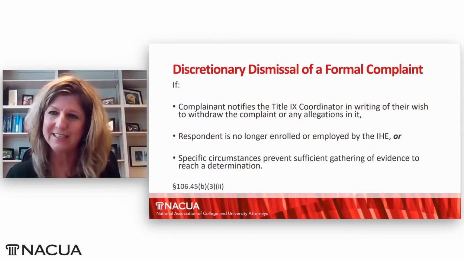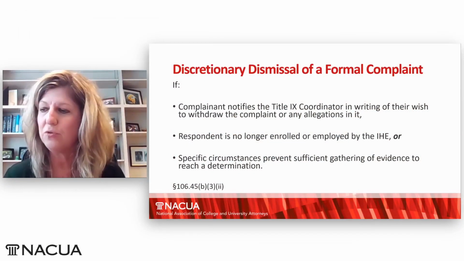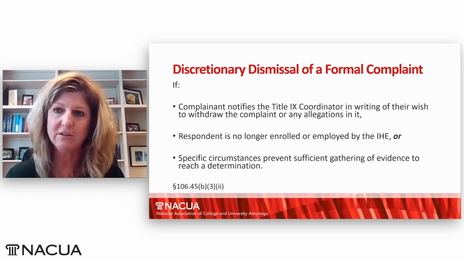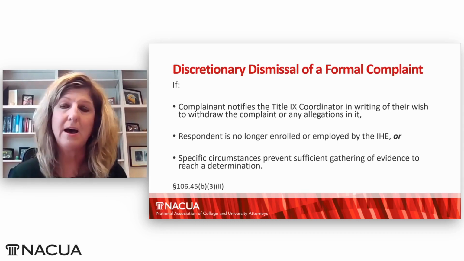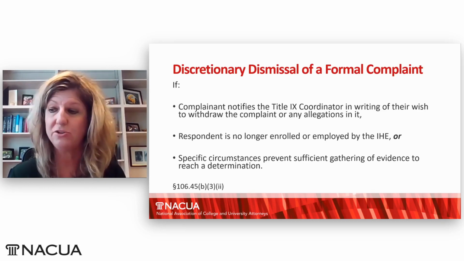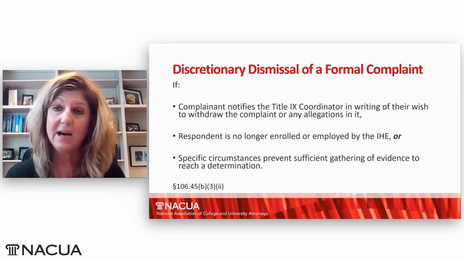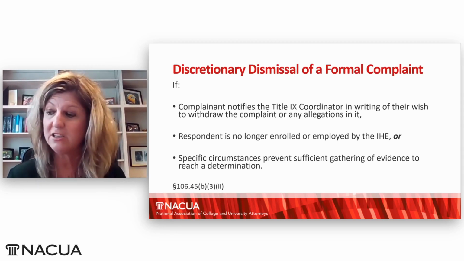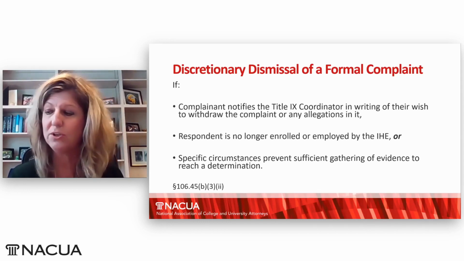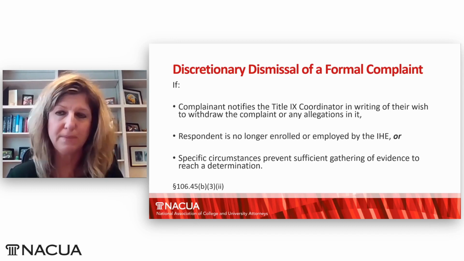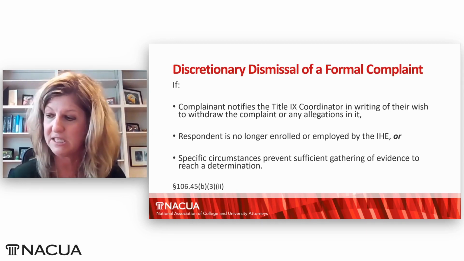So the institution can dismiss the formal complaint if the complainant notifies the Title IX coordinator in writing. That's actually in the regs, and we have to make sure we follow up with things in writing as necessary, but in writing of their wish to withdraw the complaint or any allegation in it. So if the complainant says, never mind, at this point I do want to withdraw, I don't want to go forward, the Title IX coordinator has the ability at that point to do a discretionary dismissal of the complaint. The Title IX coordinator can also do a discretionary dismissal if the respondent is no longer enrolled or employed at the institution. So if we have a student who's no longer enrolled or an employee who's no longer employed and they are respondents, at that point there can be a discretionary dismissal.